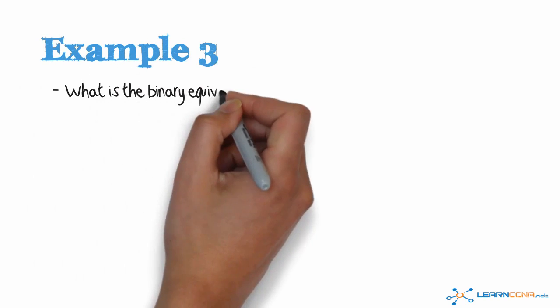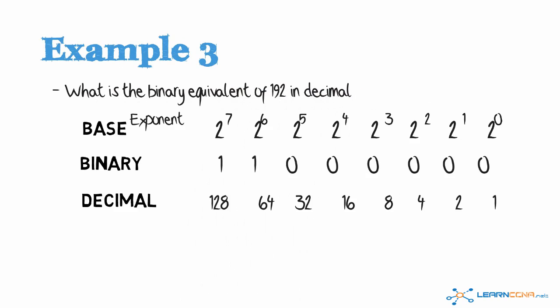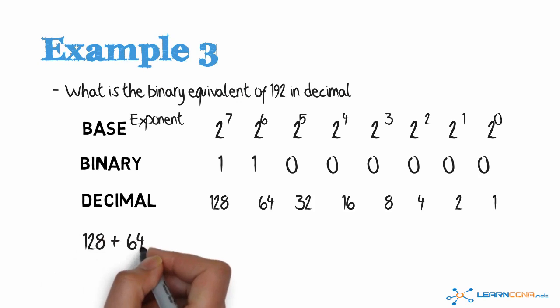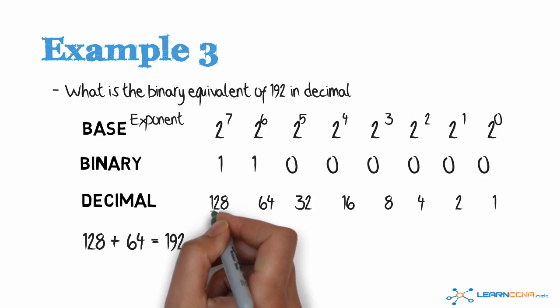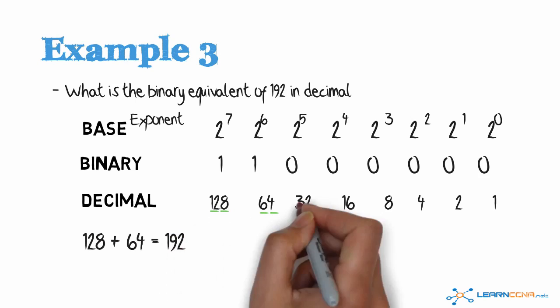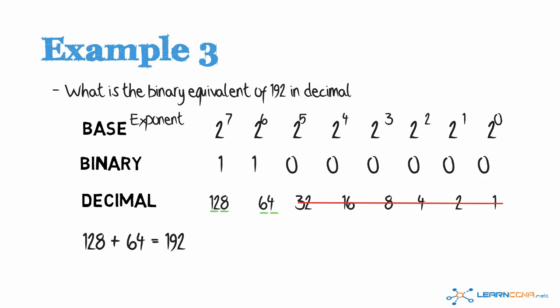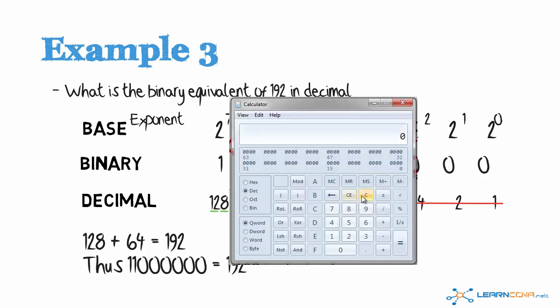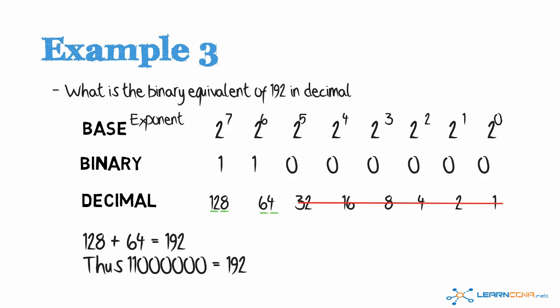In this example, what is the equivalent binary value of 192 in decimal? Using our table, 192 is equivalent to 128 plus 64, which implies that the first bit is on and the second bit is on, but the remaining bits are set to 0. 128 plus 64 equates to 192, thus 1 followed by 6 binary zeros is equivalent to 192 in decimal. Using our Windows calculator once again, 192 in decimal equals 1 followed by 6 zeros in binary, which is once again the equivalent of 192 in decimal.